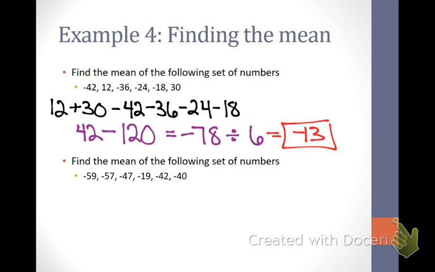Don't bleed those rules together. If you're adding and subtracting, use your rules for adding and subtracting. If you're dividing and multiplying, use the even odd rule for multiplying and dividing.